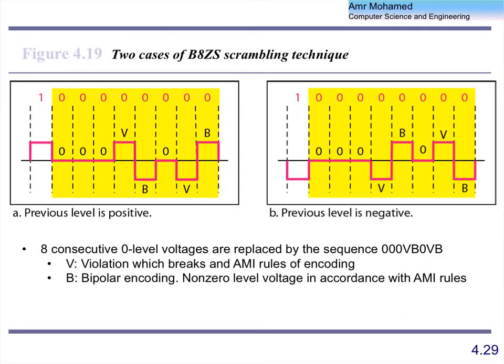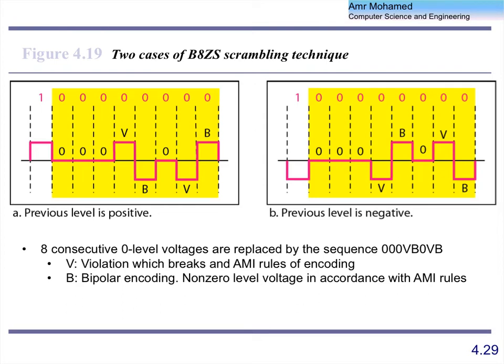So the idea here, we have two scrambling schemes. One is what we call B8ZS, and this is the one that's used in North America. So the idea here is that, remember how AMI works. So you have 1, and you have 8 zeros. So the sender will detect these 8 zeros. This is the sender, it detects at the transmitter side.